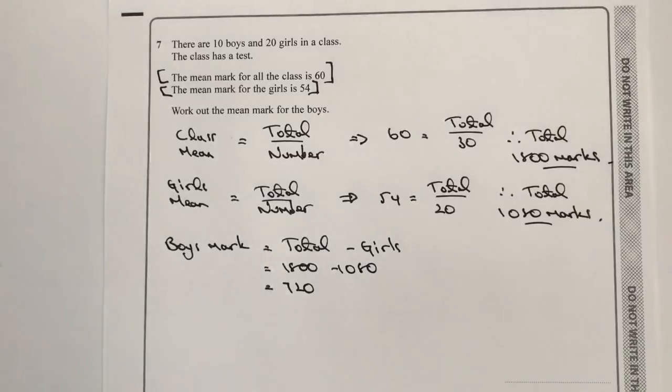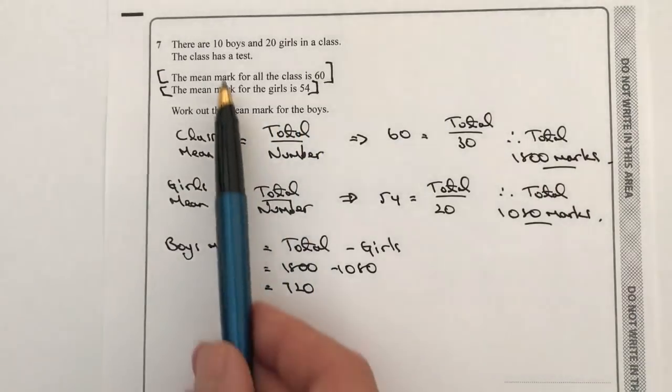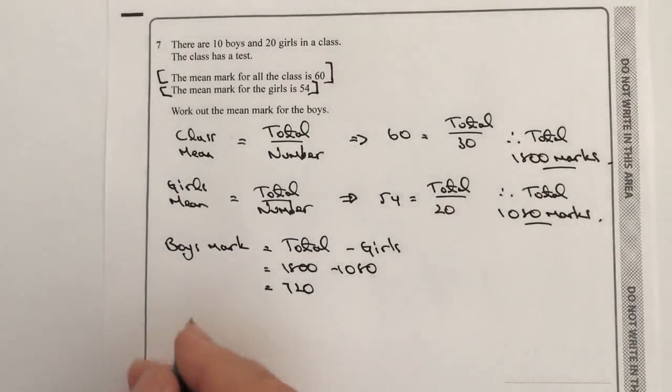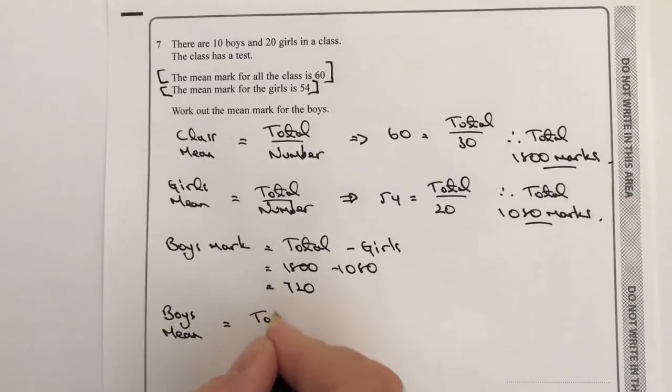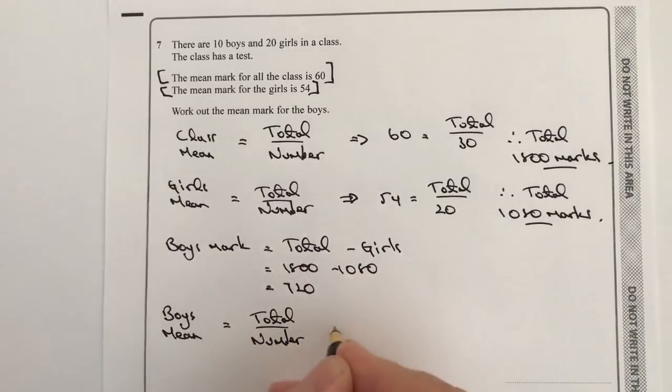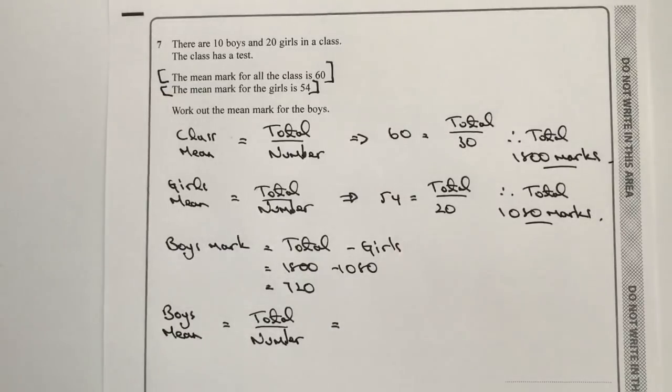So I've now got all the information I need to be able to work out the mean mark for the boys. I've got the total number of marks, and I know that the total number of boys is 10. So therefore, again, the boys' mean, and I know I'm writing out this formula again, but it always helps me to remember, I've got the total and I've got the number. In this particular case, the total number of marks for the boys is going to be 720, and the number of boys is 10. 720 divided by 10 is 72.